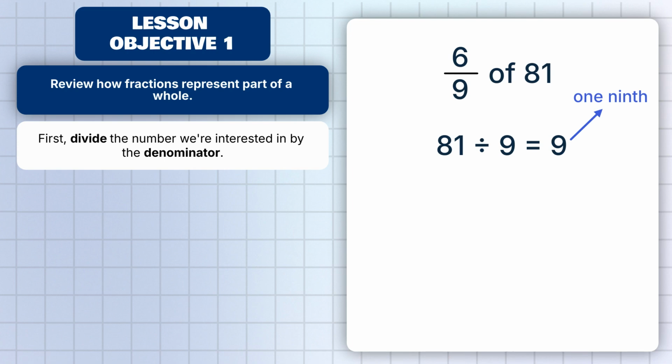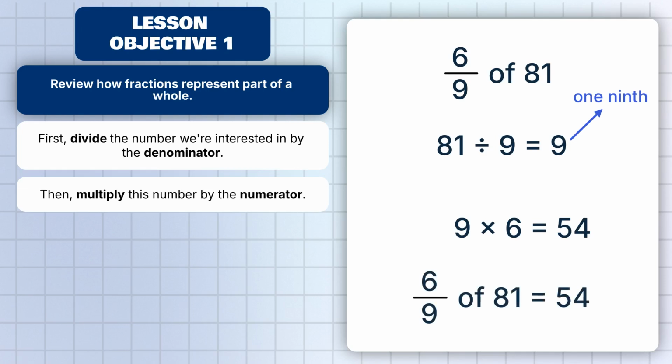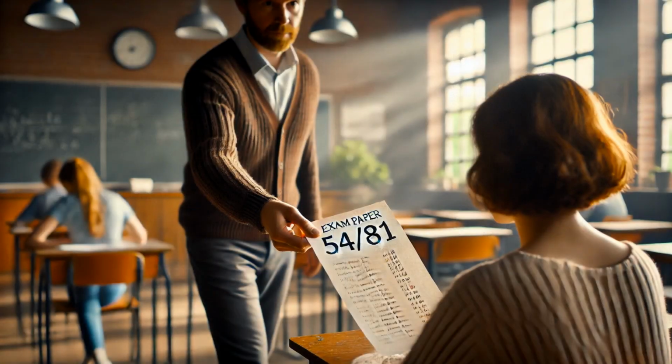Since we want to find 6/9 of our original quantity, we multiply 9 by the numerator of our fraction. 9 multiplied by 6 is equal to 54. So you got 54 questions correct in the exam. Let's look at another example to reinforce this process.